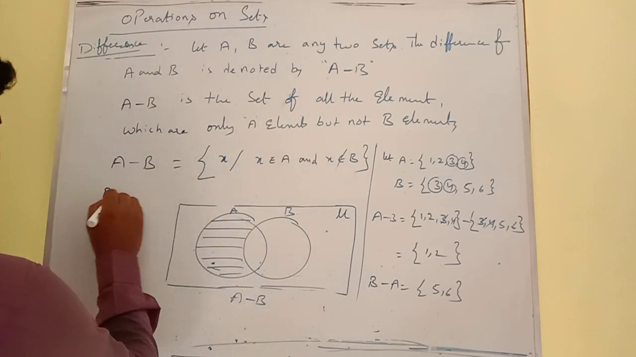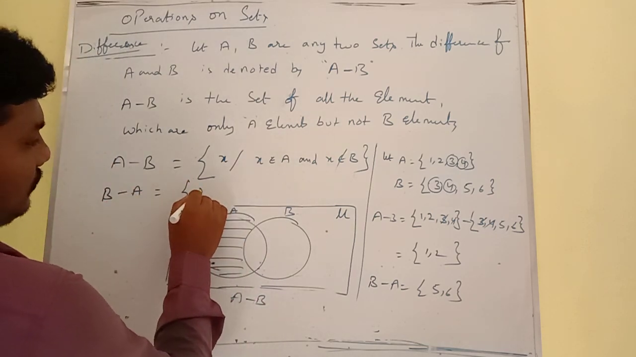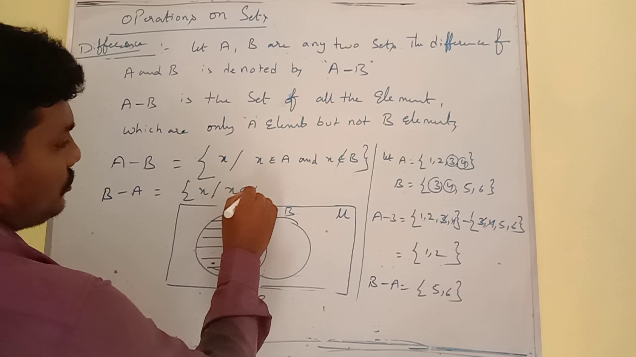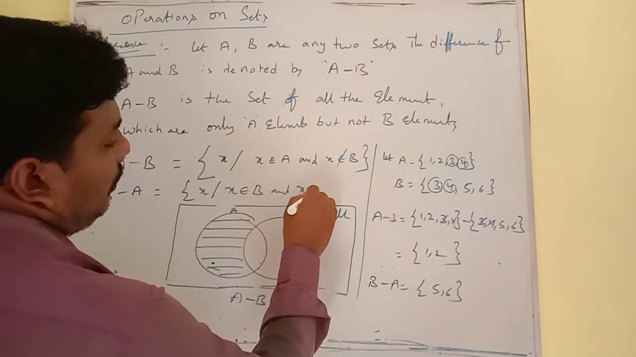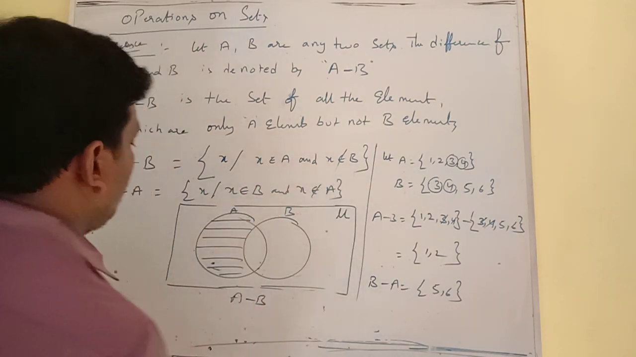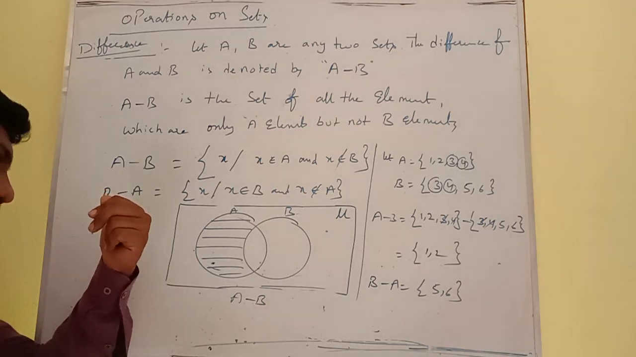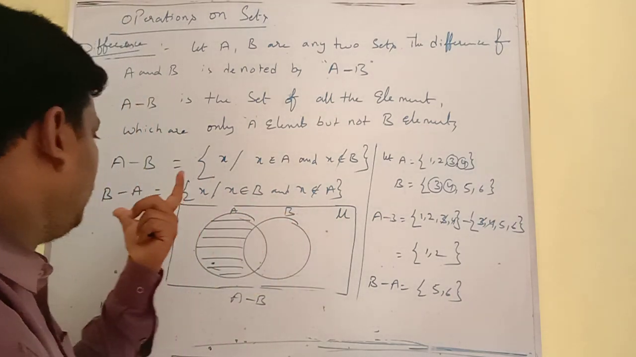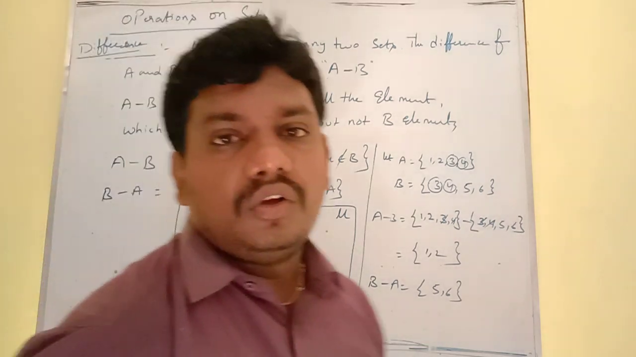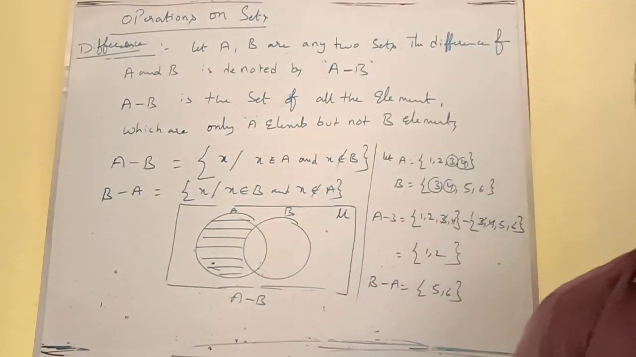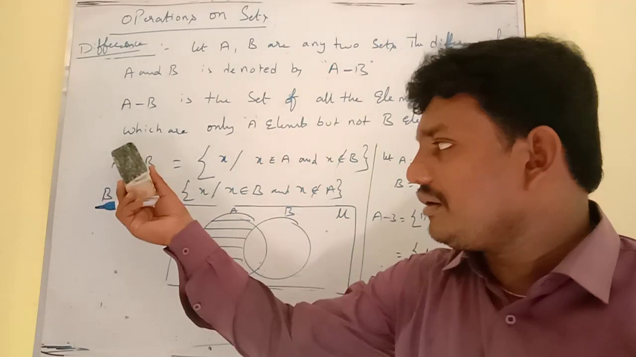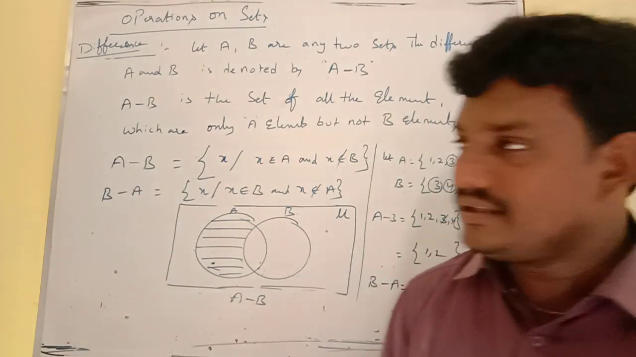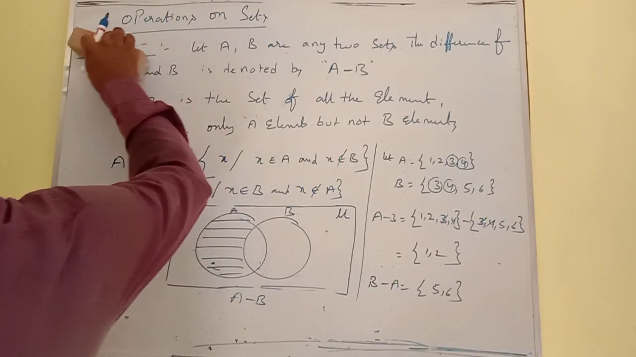Now what about B minus A in set builder form? B minus A is equal to X such that X belongs to B and X does not belong to A. The elements are present in B but not present in A. That is nothing but A minus B and B minus A. What is the symmetric difference now? Symmetric difference is the union of A minus B and B minus A. This is called symmetric difference.